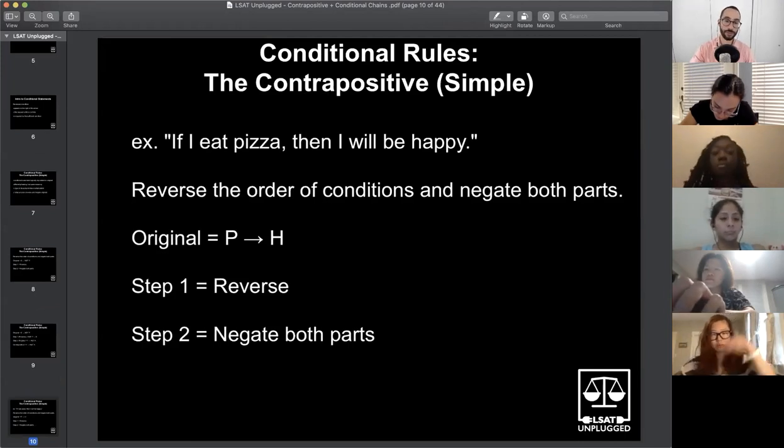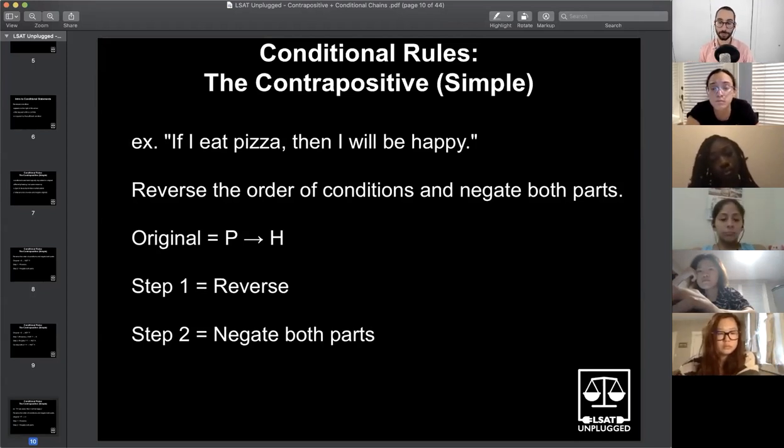Now with my example, if I eat pizza, then I'll be happy. Reverse the order, negate both parts. So if we have the original as P requires H, what would the contrapositive of that be? Anybody want to share? Again, unmute yourself or just type in the chat.